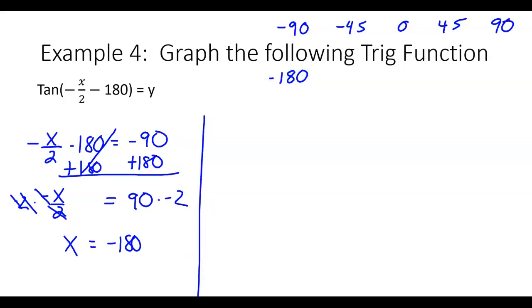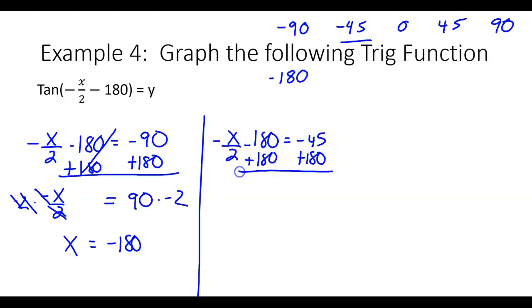So negative x over 2 minus 180 should equal now negative 45. So I'm going to add 180 on both sides. And I believe that gives me 135. If I multiply both sides by a negative 2, I end up with 270, but it's negative 270.